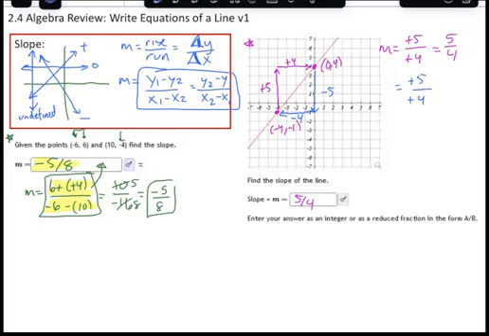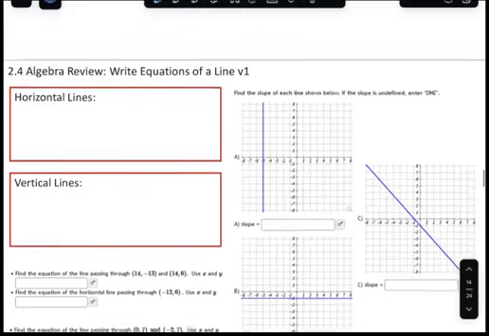These are examples of a positive slope and a negative slope. So what's going to happen when we have vertical and horizontal lines? Let's take a look at that next.